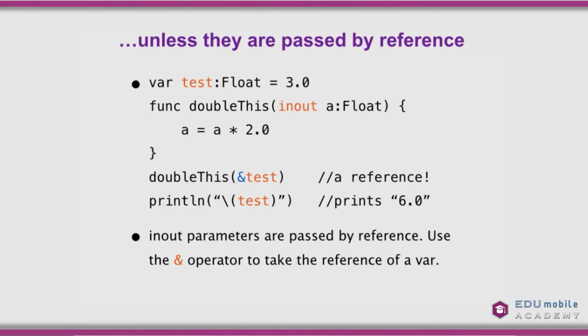Then if we say double this with a reference to test, and this is very important, we need that ampersand in front of the value that we're going to be modifying. Now if we print line test, it will print 6.0, not 3.0. Inout parameters are passed by reference. We use the ampersand operator to take the reference of a variable.